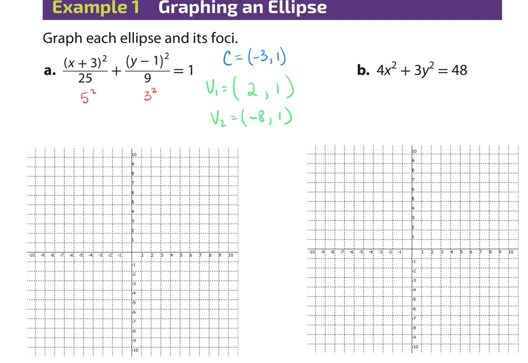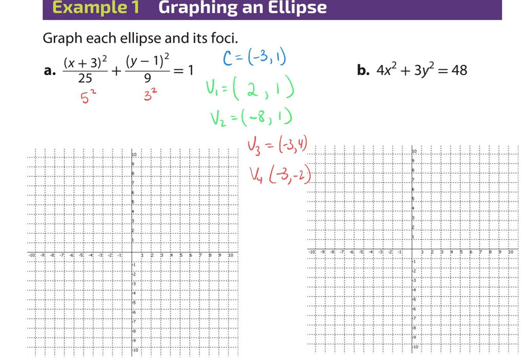Then I am going to find my co-vertices. Those are my minor ones, which means now instead of my X value changing, my Y value is going to change. So for my V3 and my V4, my X value is going to remain -3. My Y value is going to change based on my B. So my B here is 3. I will add 3 to my Y value. I will subtract 3 from my Y value. Fairly simple, okay? It also wants me to find my focal points, all right?